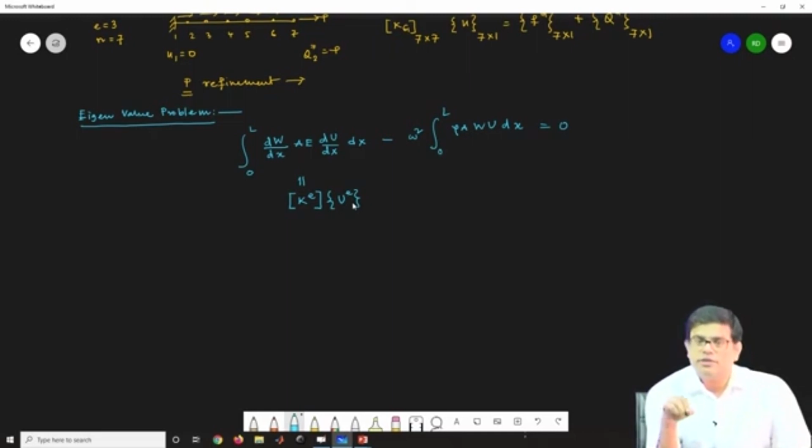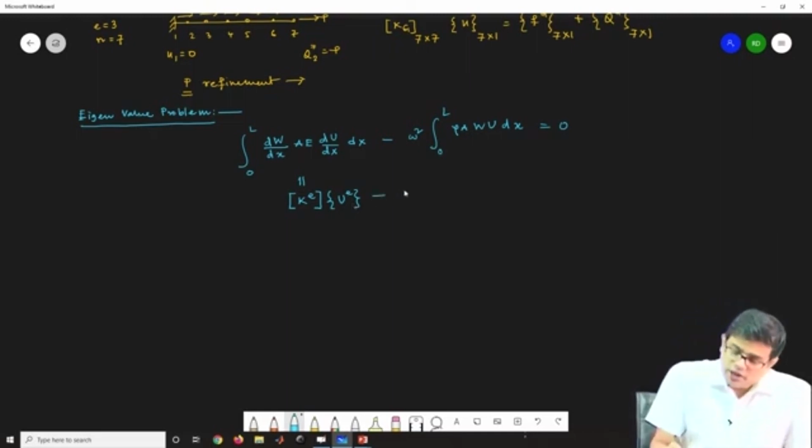So this is the mode shape vector. Now this will again give me omega square, and this will give me a mass matrix, which is multiplied by the mode shape vector, so this becomes 0. Now if I write it, this is Ke minus omega square Me, so this is my eigenvalue problem.